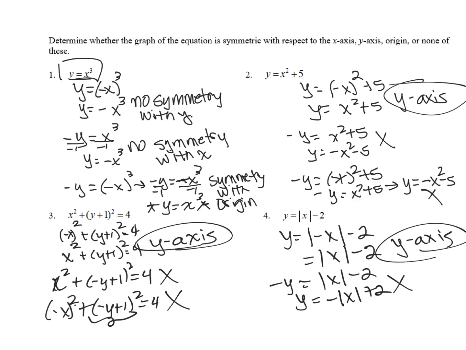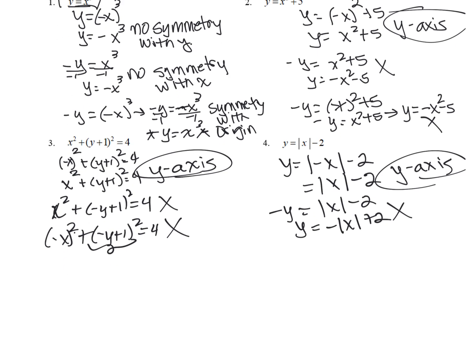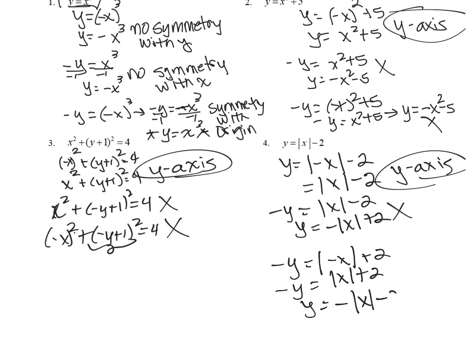And then when I change both, negative y equals the absolute value of negative x plus 2. When I change both, I get negative y equals the absolute value of x plus 2, because those are the same thing. Then I divide by negative 1, so that's going to give me negative absolute value of x minus 2. So again, there's no symmetry with the origin on that one either.